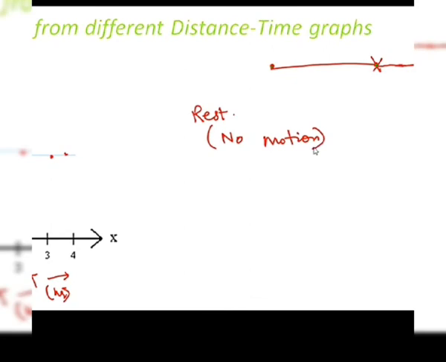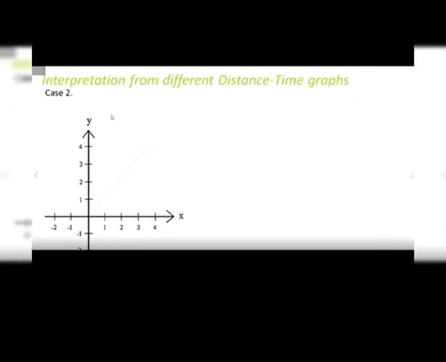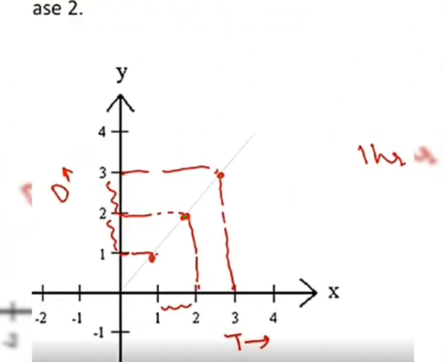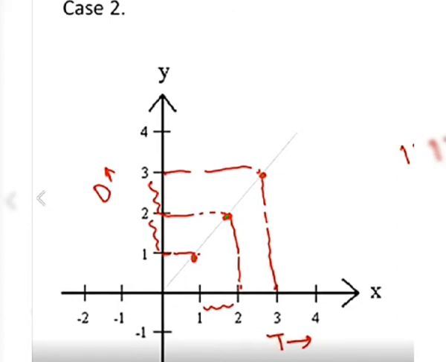Okay. Now let's look at the second scenario, case two. Here we have a graph like this. So what do we see here? With increase in time, the distance is also increasing. Say in the first hour, the distance covered is 1 kilometer. In the second hour, the distance covered is again 1 kilometer. It's 2, but 2 minus 1, that is 1 kilometer. Now again in the third hour, one hour more, the distance covered is again 1 kilometer, because 3 minus 2 is 1 kilometer.